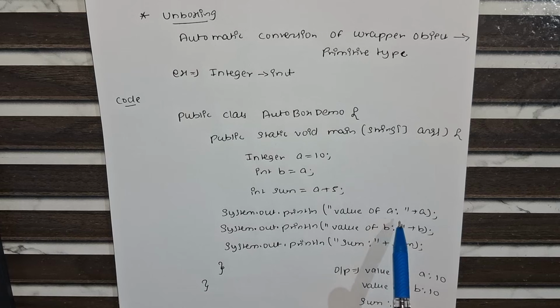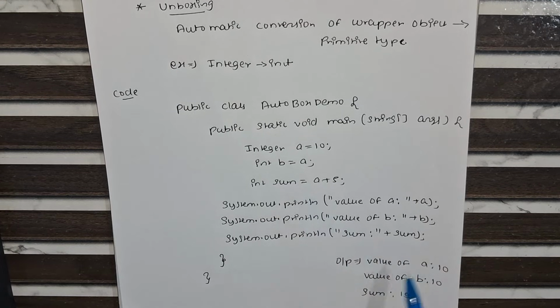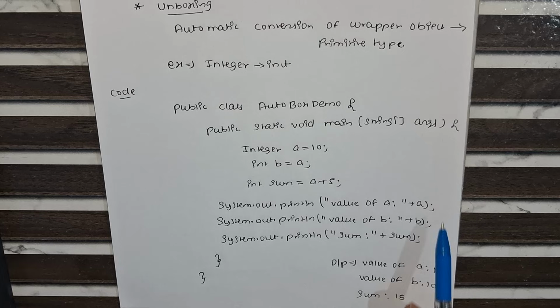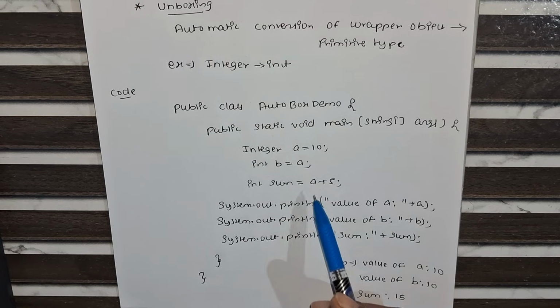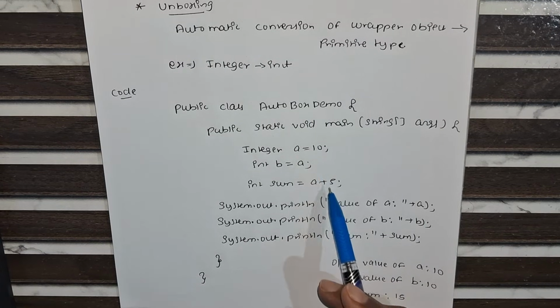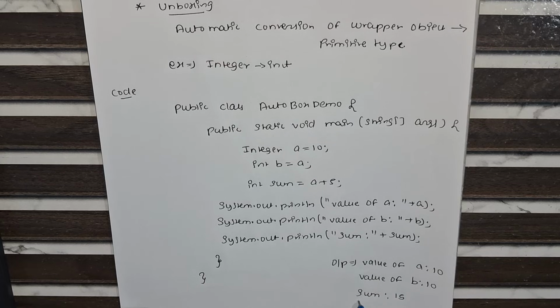Now System.out.println value of a plus a. It means print value of wrapper class object a. Like that, for b, print primitive value of b, and for the expression, print the result of the expression. It means sum. So our output is value of a equals 10, from System.out.println, print this statement, and value of b equals 10, print this statement, and after that sum, which is equal to 10 plus 5. It means a value is 10 from here and 5, so 10 plus 5 is 15. That's why our sum is 15.